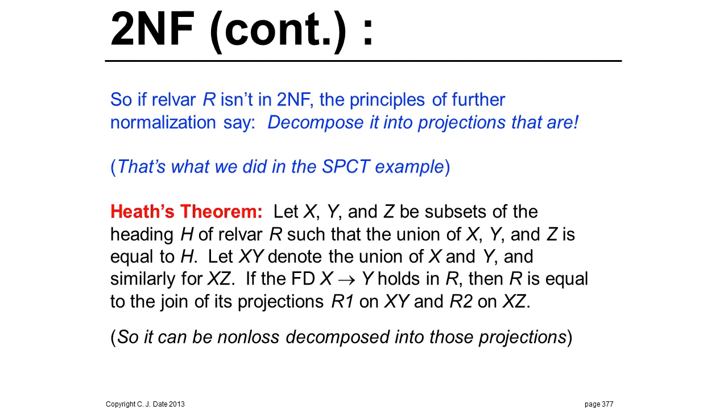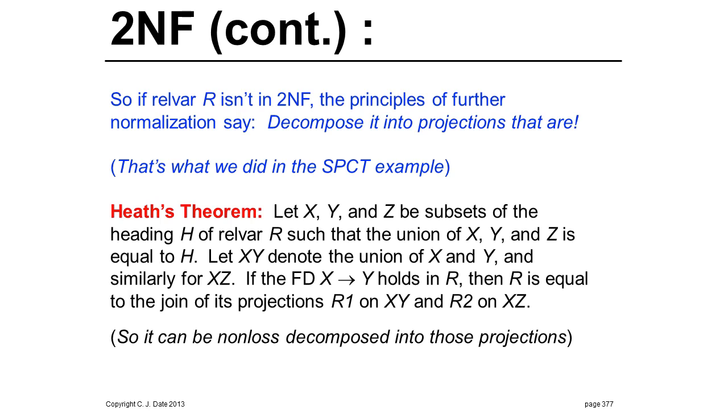Let X, Y, and Z be subsets of the heading H of rel-var R, such that the set-theory union of X, Y, and Z is equal to H. So all of the attributes are in X or Y or Z or some combination. For simplicity of notation, let XY denote the union of X and Y, and likewise XZ is the union of X and Z. Here's the theorem. If the functional dependency X → Y holds in R, then R is equal to the join of its projections on XY and XZ. And that means it can be broken down in a non-loss way into those two projections on XY and XZ.